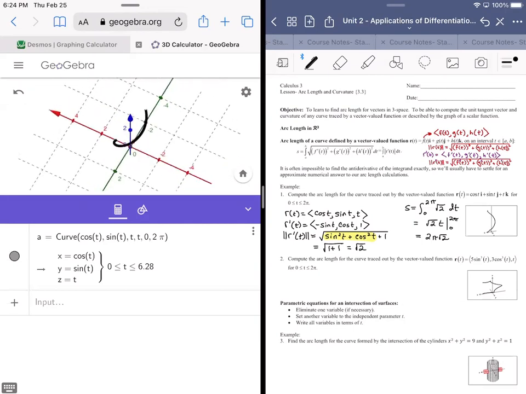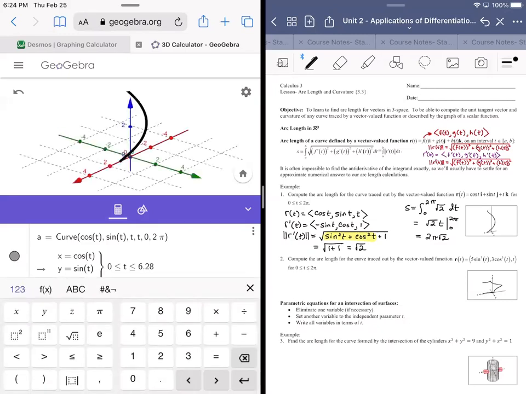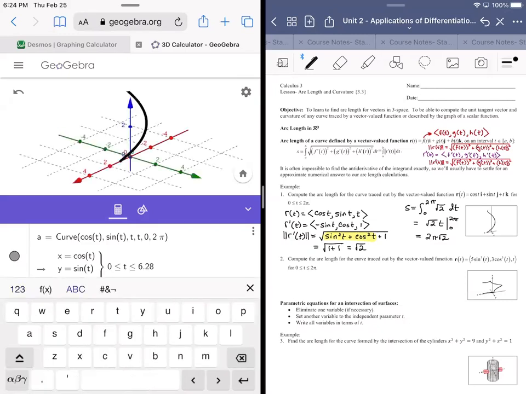So just so people don't get disoriented, I'll stop manipulating it. But it is a spiral, and what we're looking for is the arc length of that spiral. So what we just got is that the length of that curve is 2 pi radical 2. And honestly, it's kind of crazy that all this time I haven't tried this yet. I'm going to give it a shot.